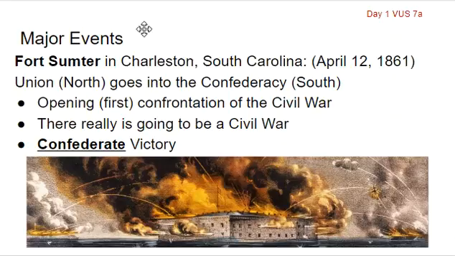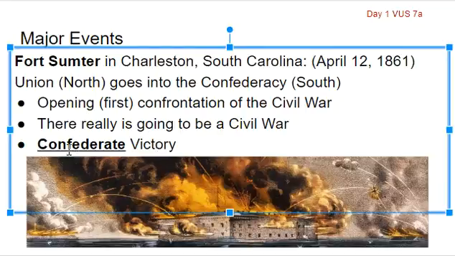The first major event is Fort Sumter in Charleston, South Carolina. This is when the Union goes into the Confederacy, which is the South, and this is the first confrontation of the Civil War. This is like a little seaport next to the ocean, and the Union goes in and they attack. However, the Confederates win. So the Confederates win the first battle.